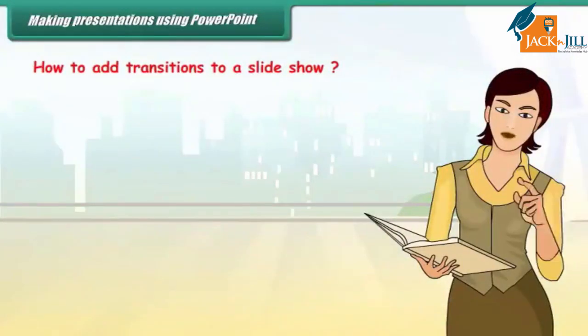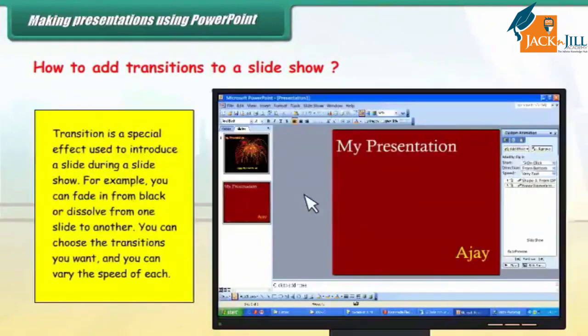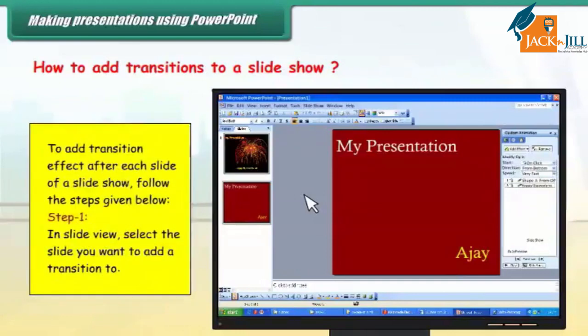How to add transitions to a slideshow. Transition is a special effect used to introduce a slide during a slideshow. For example, you can fade in from black or dissolve from one slide to another. You can choose the transitions you want and you can vary the speed of each. To add transition effect after each slide of a slideshow, follow the steps given below.